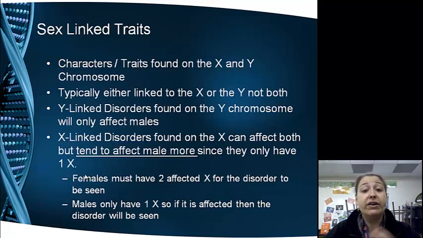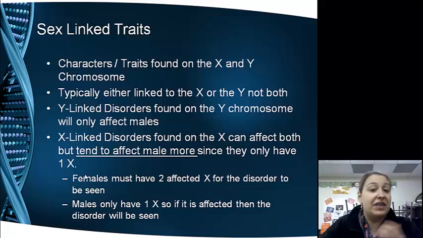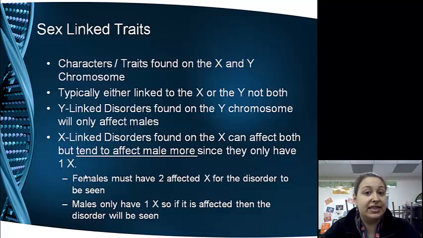Sex-linked traits are characters or traits that are found on the sex chromosomes. They're linked to those sex chromosomes, that 23rd pair, that X and that Y. Typically, it's either on the X or linked to the Y, not both. Y-linked disorders are going to be found on the Y chromosome and only affect males, because only males carry a Y. For X-linked disorders, they are found on an X and can affect both sexes, both males and females, because both males and females do have an X chromosome.